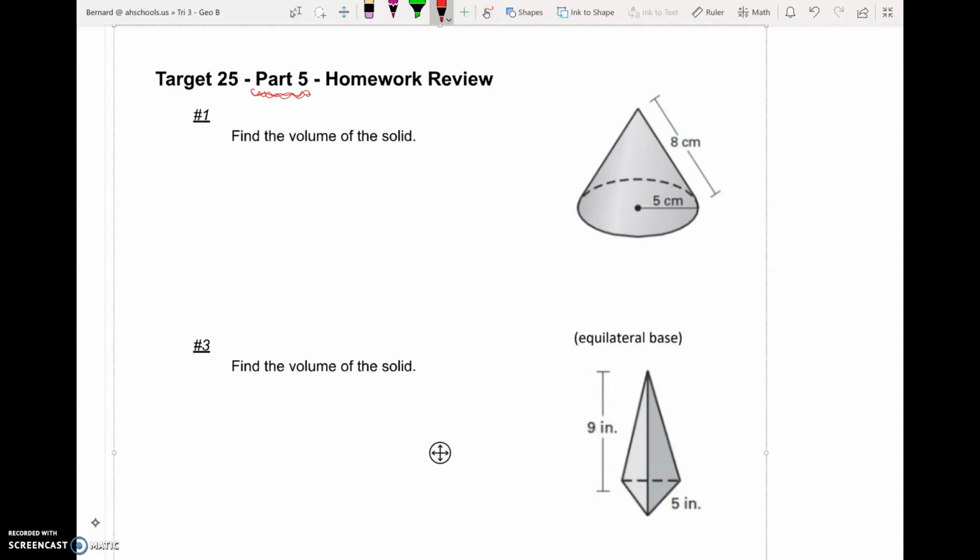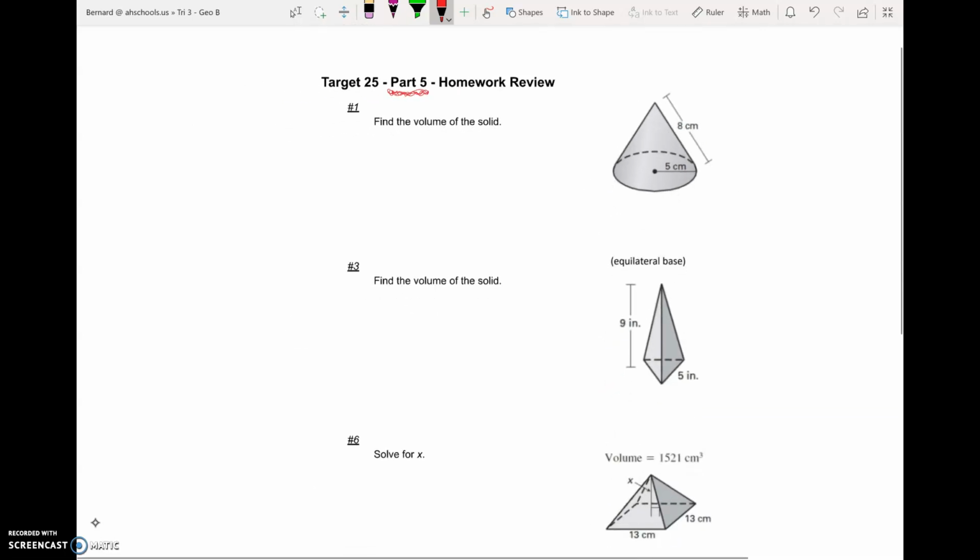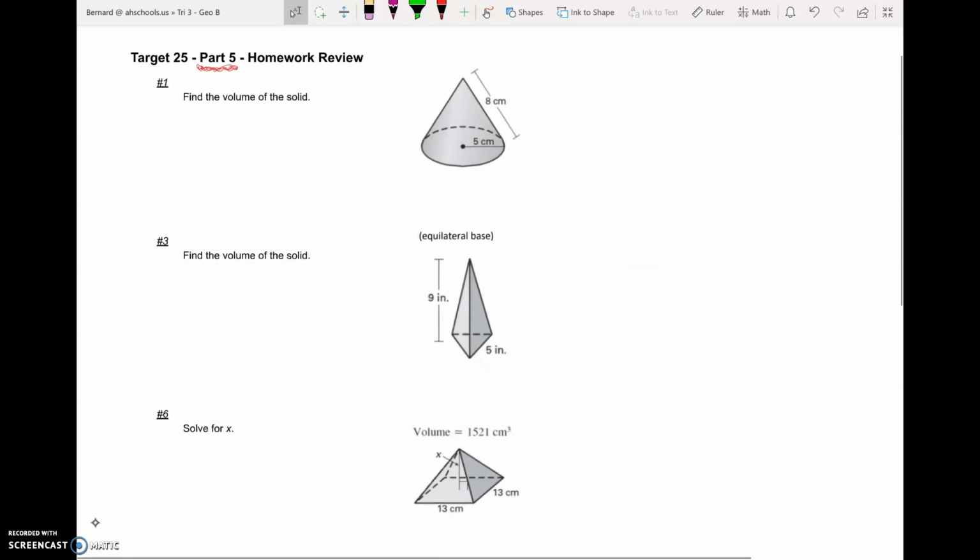So as always, the Part 5 homework review is going to link up with the skills that we introduced in the Part 5 notes video, and it's also going to go over three specific problems from the Part 5 worksheet. Those three problems today are number 1, number 3, and number 6. Hopefully if you still need a little more guidance with this part of the learning target, this will help get you in the right direction.